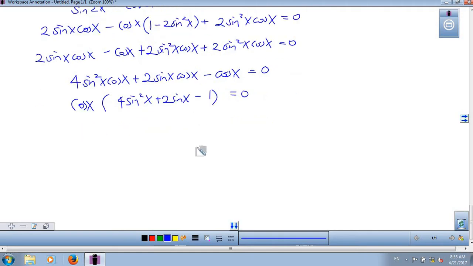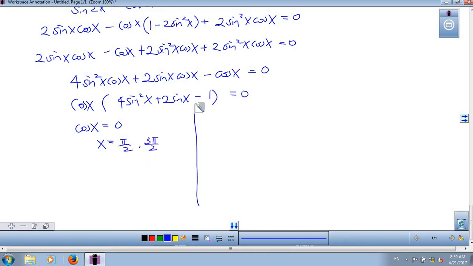So that means we're going to separate these two things now. We can set cosine x equal to 0. That's easy. We can look at the unit circle to determine when cosine x equals 0. So x will be equal to pi over 2 and 3 pi over 2.